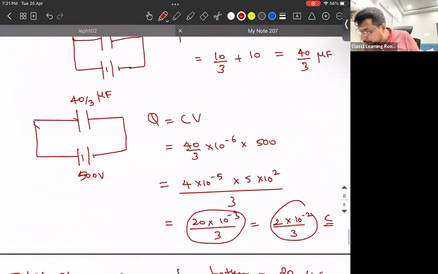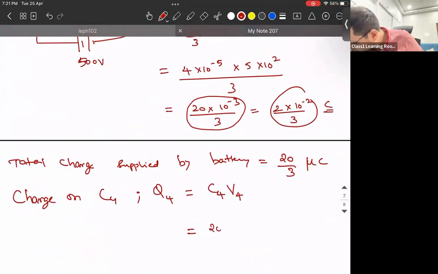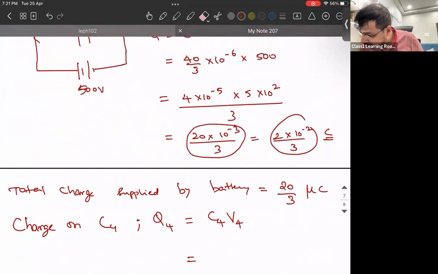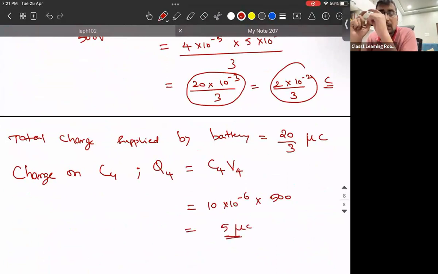What is the value of C4? C4 is 10. So 10 into 10 power minus 6 into V4, which is 500. How much is it going to be? It is going to be 5 microcoulomb. So out of the 20 by 3 microcoulomb supplied by the battery, 5 microcoulomb is sitting on top of C4.